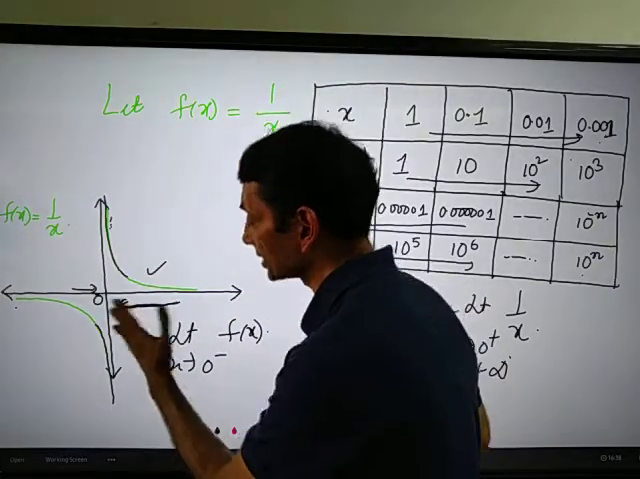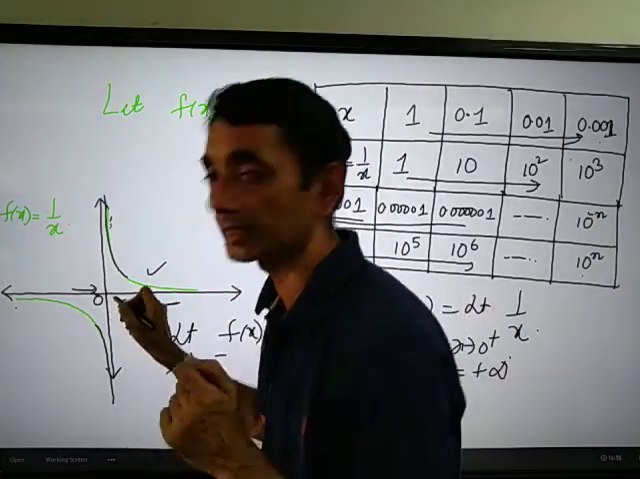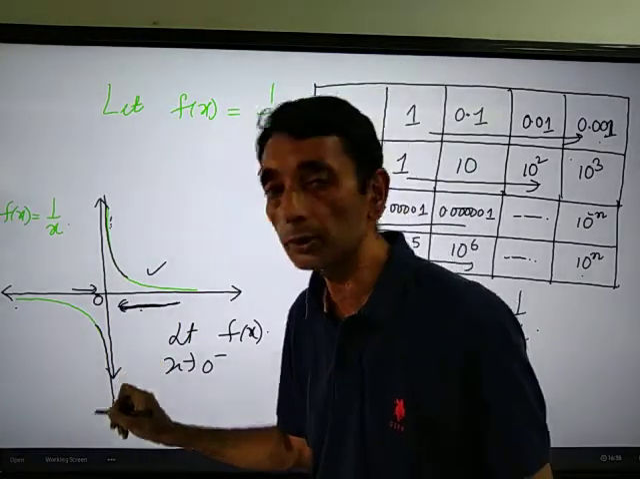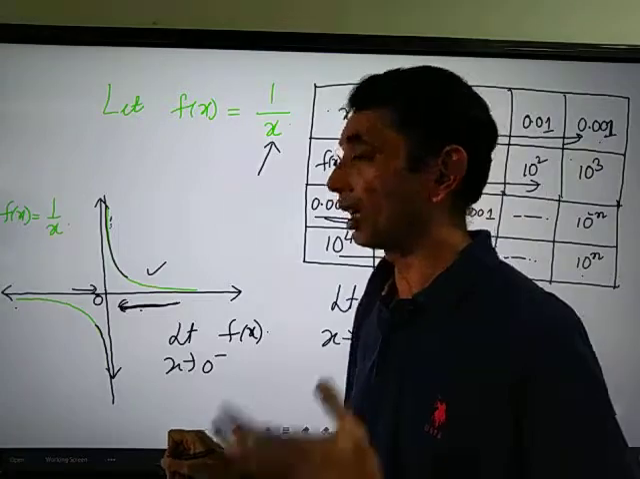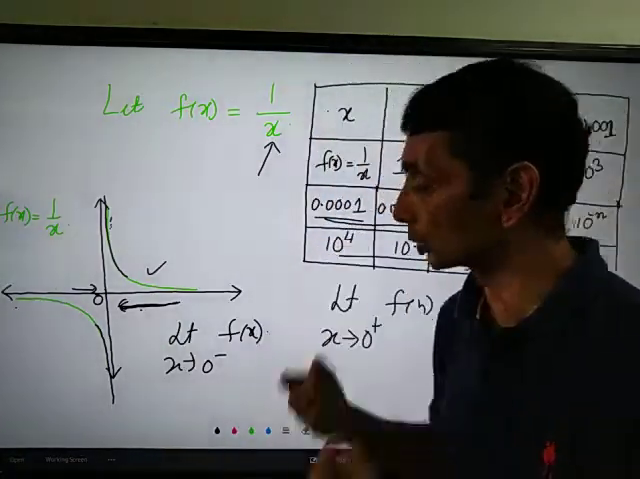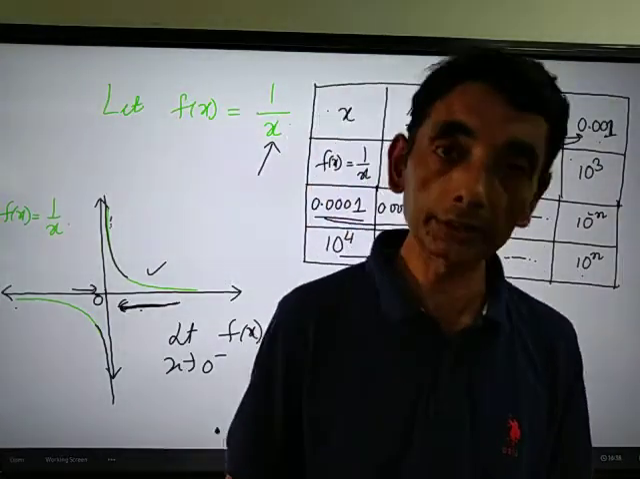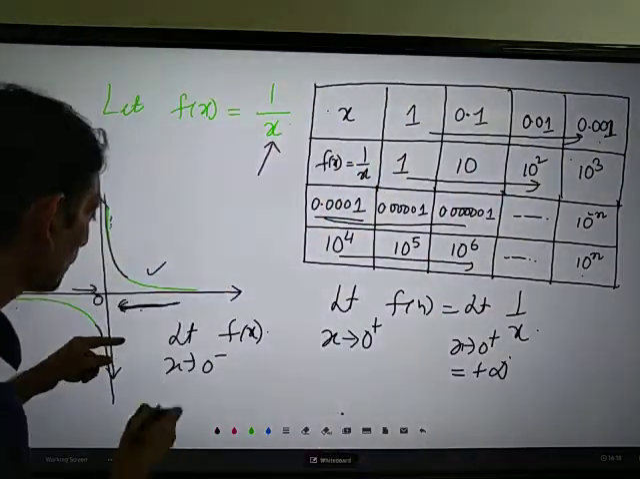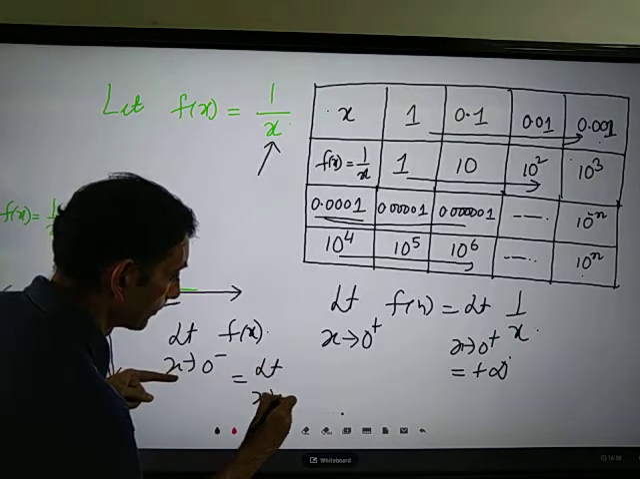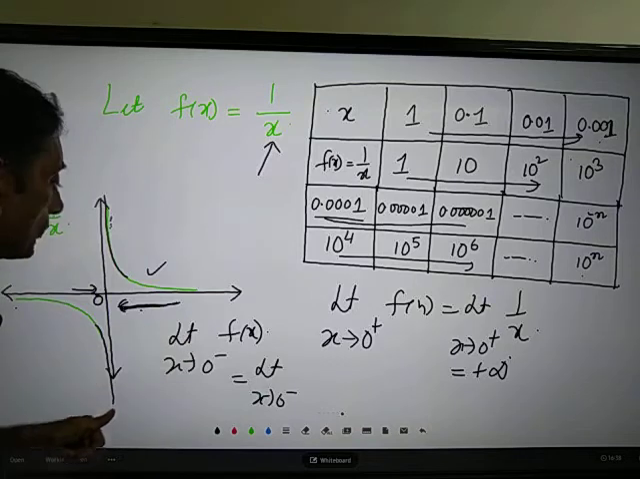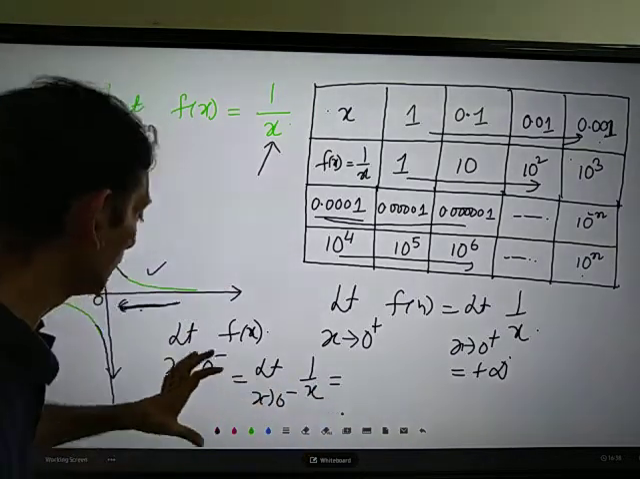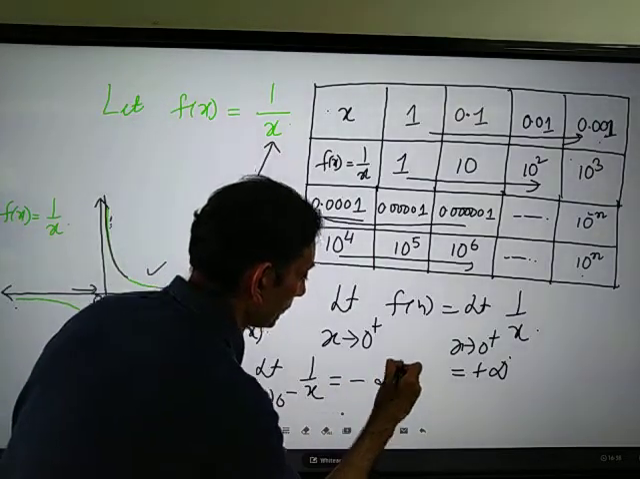When we approach 0 from this side, the value of the function will be very small. That means the value can be thought of as a very large negative number, which can be made even smaller than any negative number you think of. Therefore, limit x tends to 0 minus of f(x), where f(x) is equal to 1 by x, can be written as minus infinity.